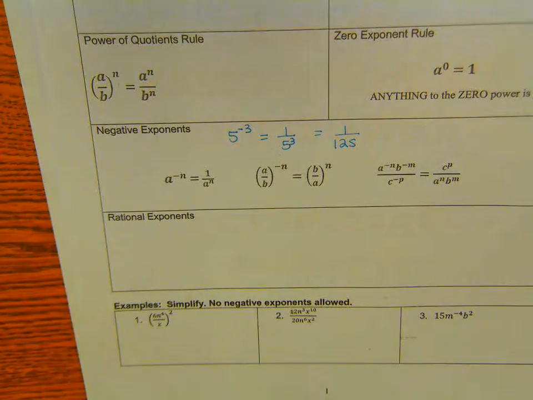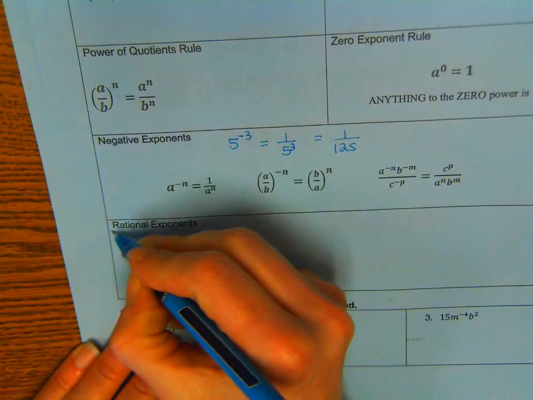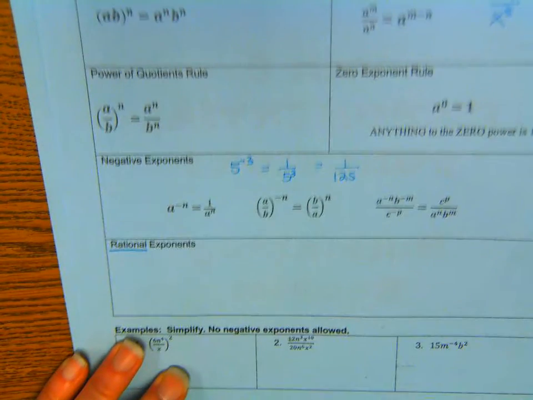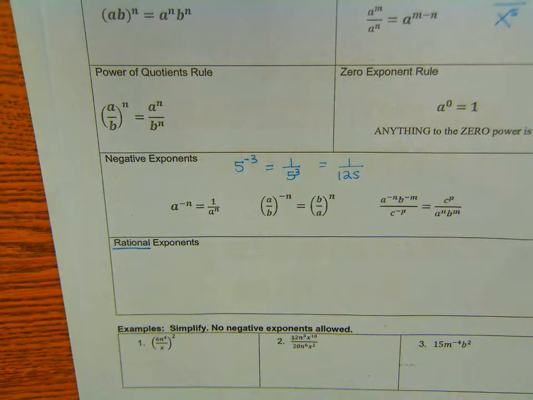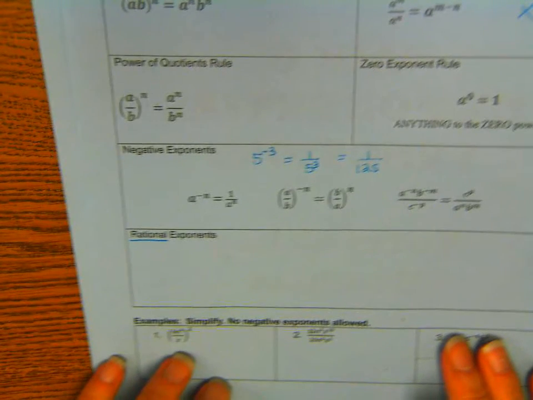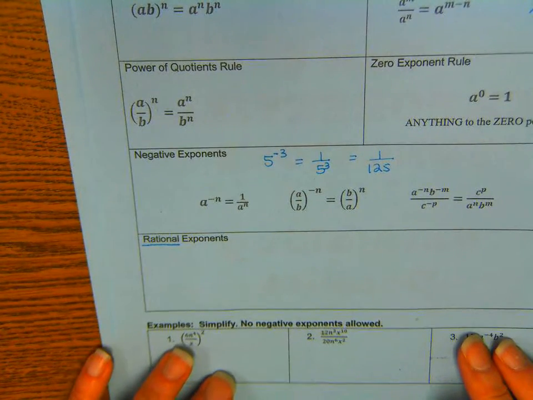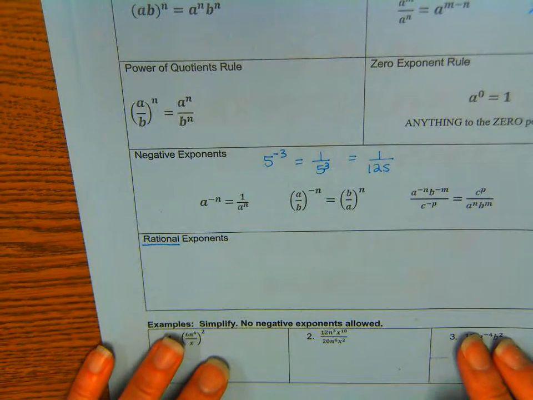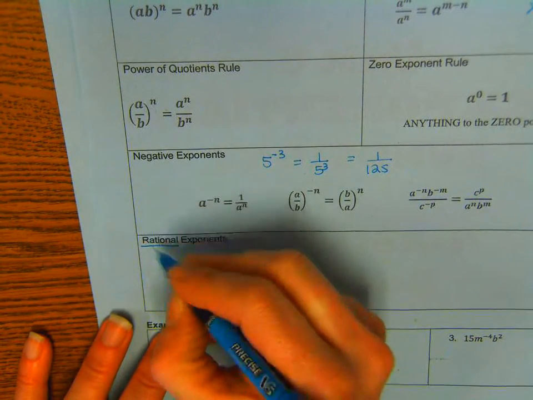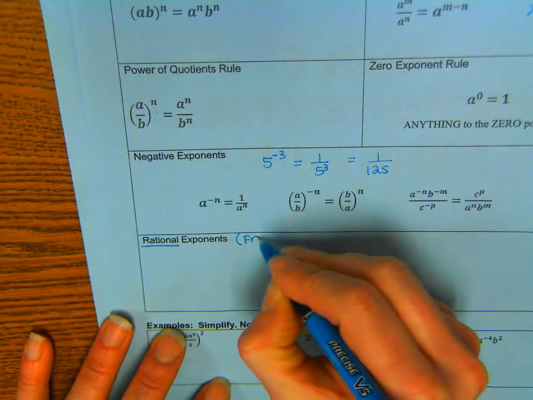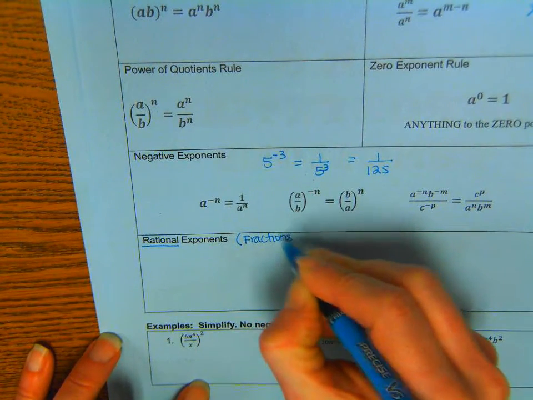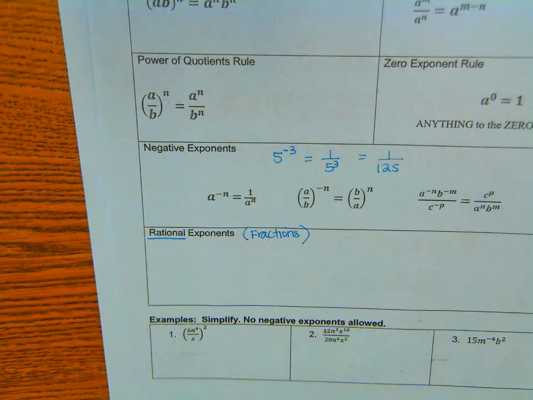Okay, so first of all, let's talk about the word rational. What does the word rational mean? Kind of, it has the word ratio in it. It can be written as a fraction. And so when I'm talking about rational exponents, these are going to involve things that are fractions. Okay? And so a rational exponent is what we call a root.